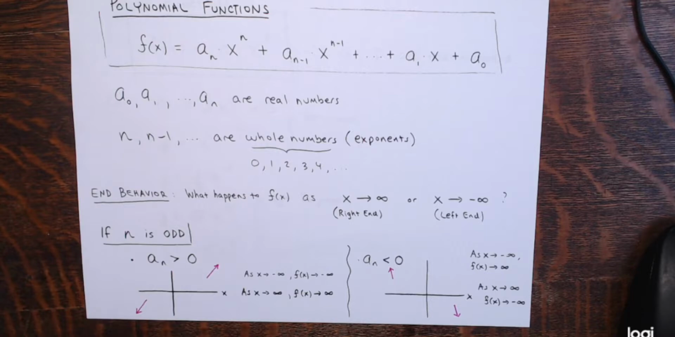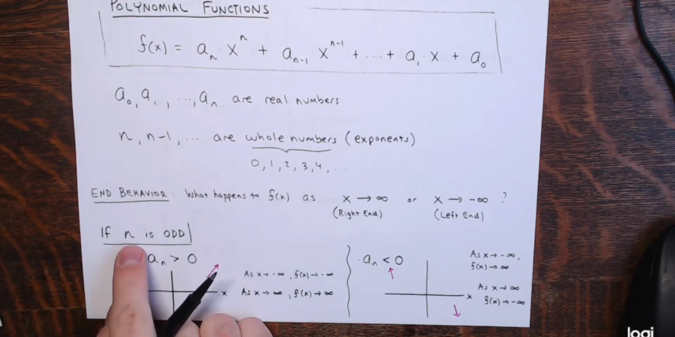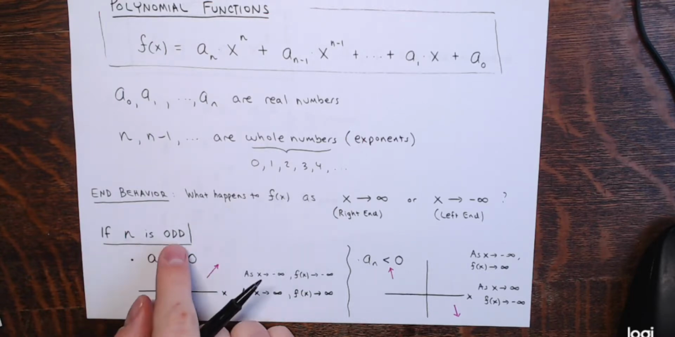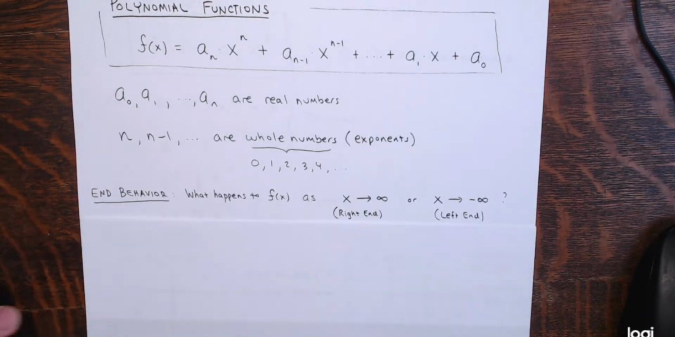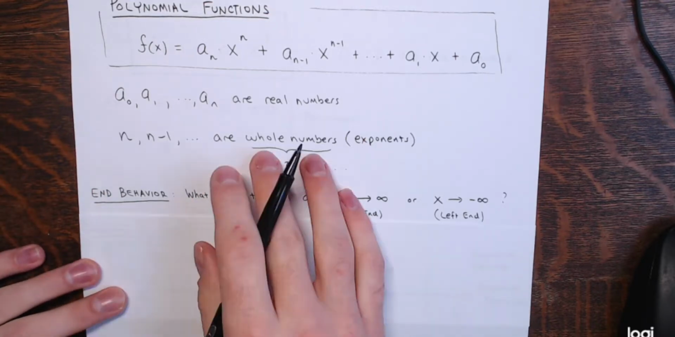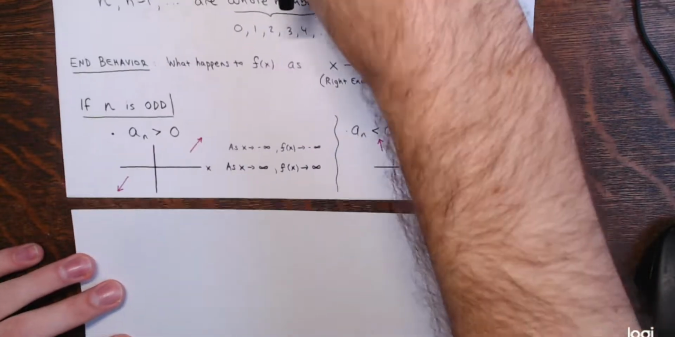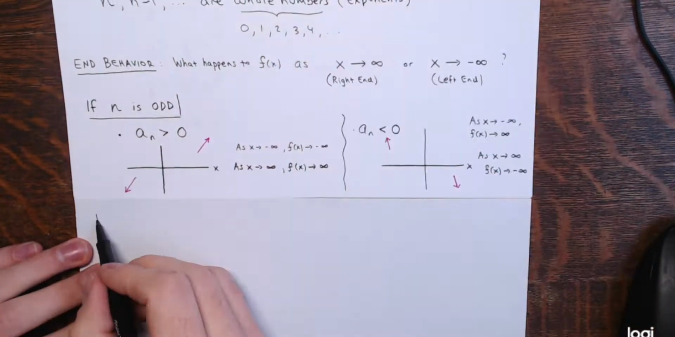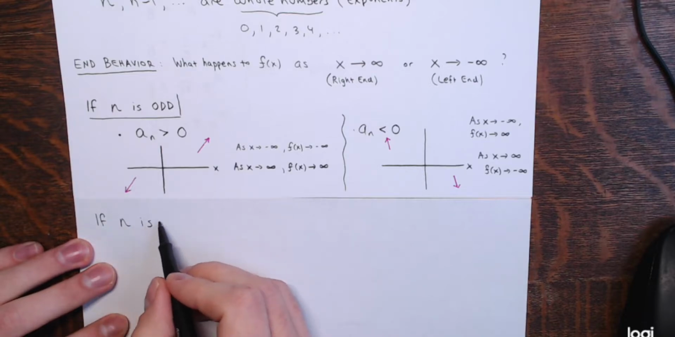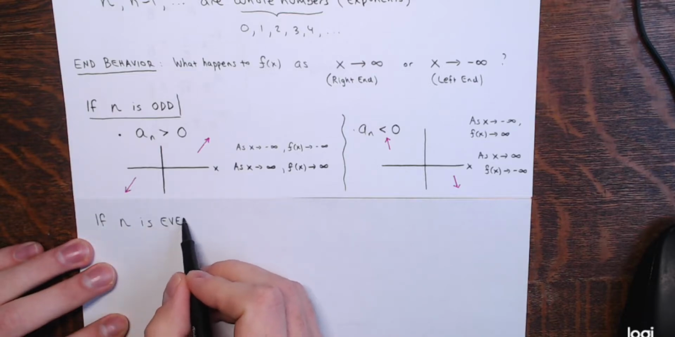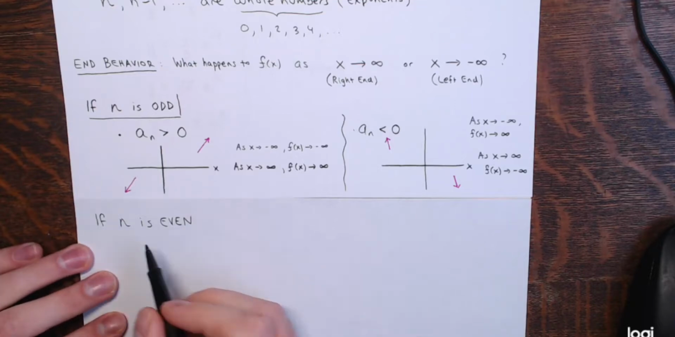Now, those are what's happening to the graph of a function when n is odd, when the highest powered term has an odd power. Well, what if the highest powered term has an even power? So I'll keep that up. Now what if the highest powered term is even, has an even power, 2, 4, 6, 8, and so on.